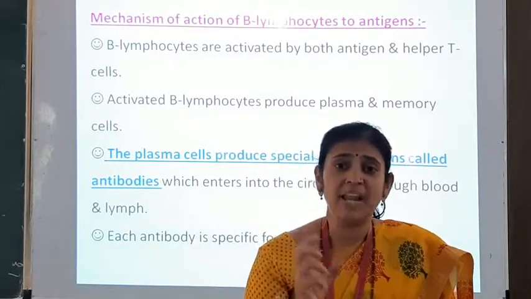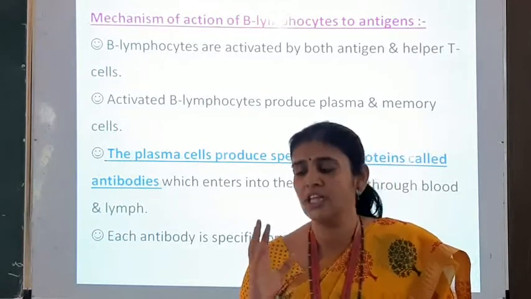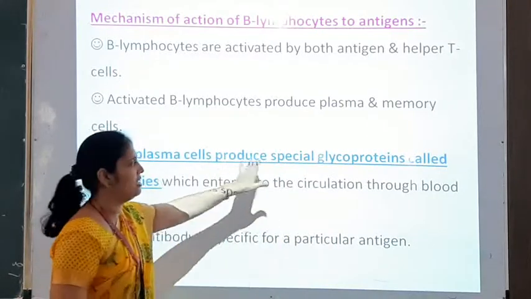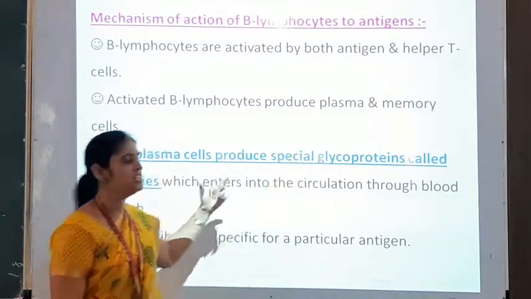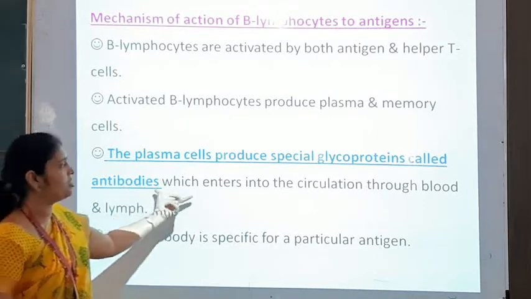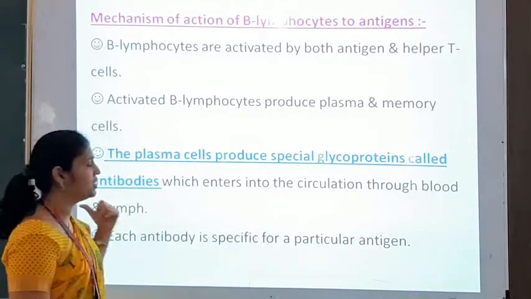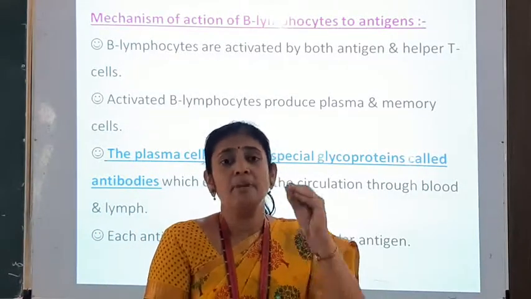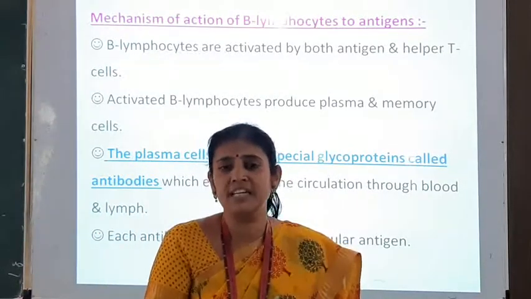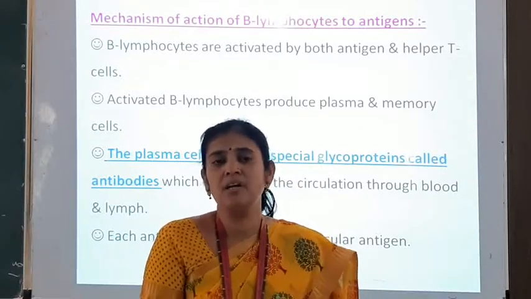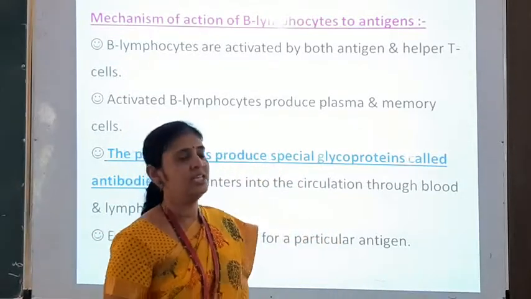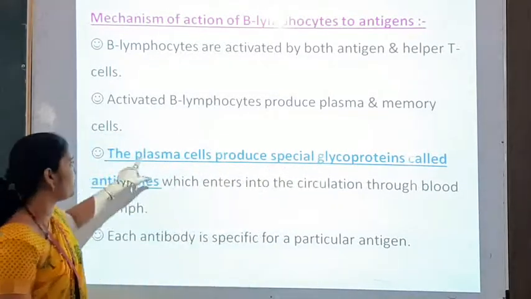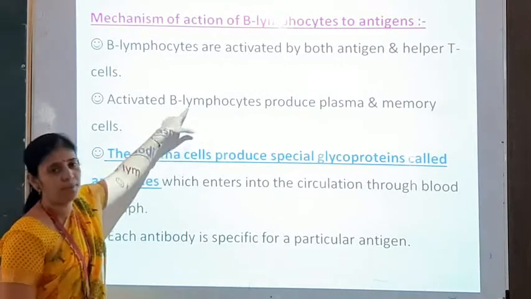Out of that, plasma cells are responsible for the production of antibodies. So here the plasma cells produce some special type of glycoproteins which are called antibodies, which enter into the circulation through the blood and lymph. Means antibodies are produced by the plasma cells of B lymphocytes. That you have to remember for the NEET exam. These antibodies are special glycoproteins produced by the plasma cells of B lymphocytes.